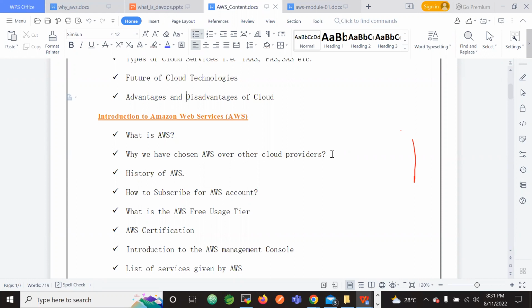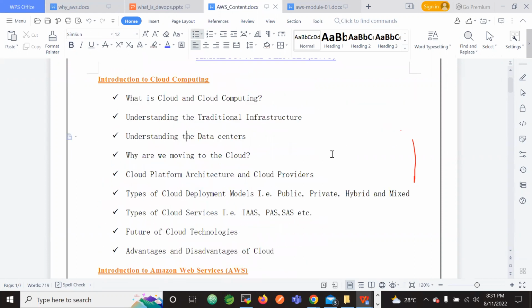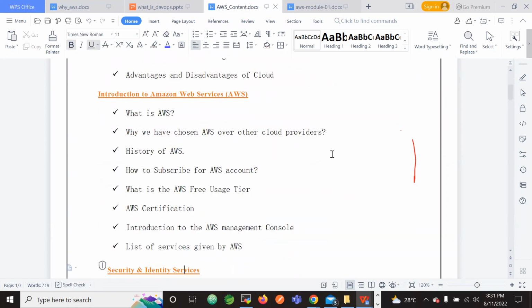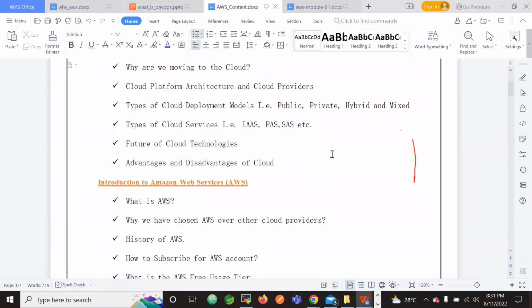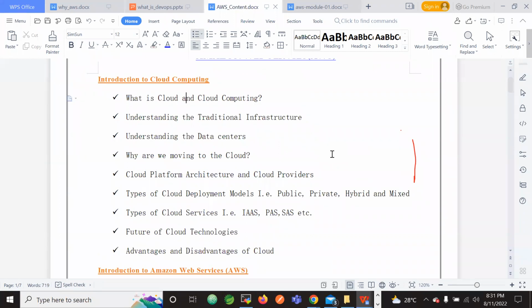So if this module 1 is pretty clear for you, then module 2 will be very easy to understand. Module 1 is general concept for any cloud.